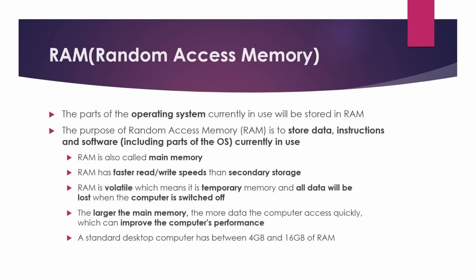RAM. So the first type of primary memory is called RAM. RAM stands for random access memory. The part of the operating system which is currently in use will be stored in RAM.